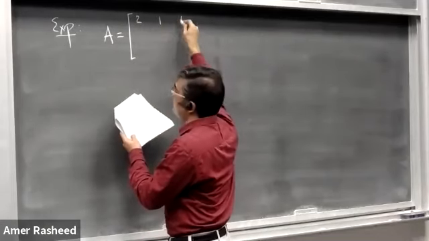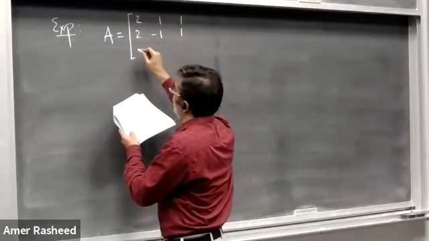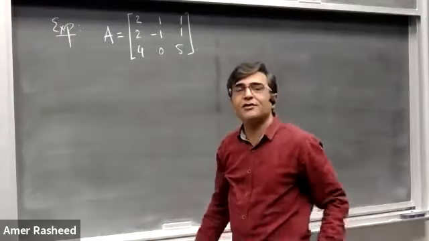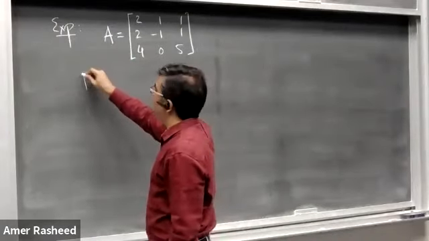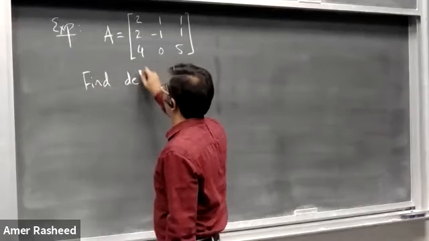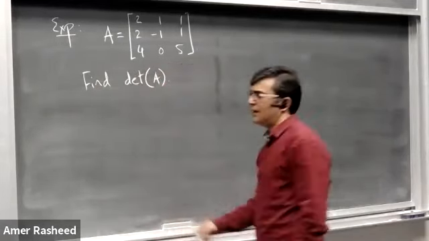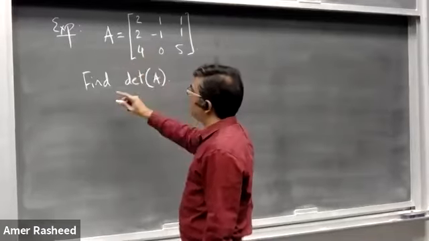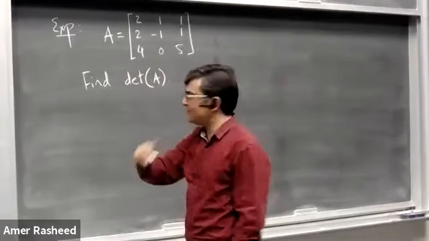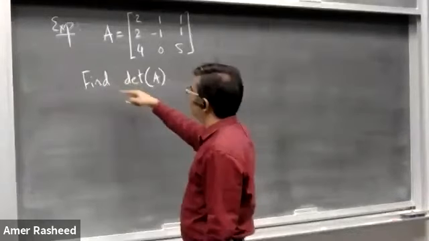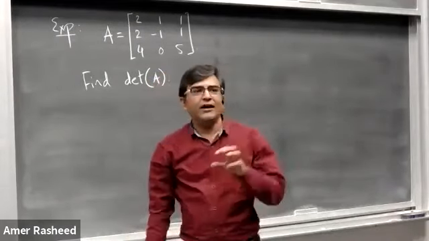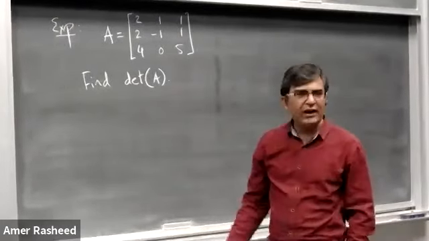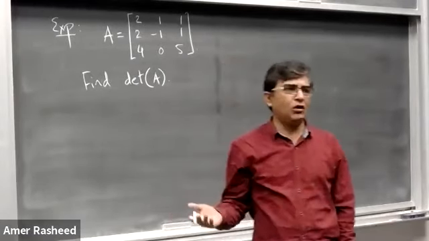You have the matrix with rows 2, 1, 1; 2, negative 1, 1; 4, 0, 5. And you need to find the determinant of this matrix. Find the determinant of A using cofactor expansions. Now, what you do here is find the cofactors. It's on you how you define the cofactor expansion, corresponding to any row or any column.